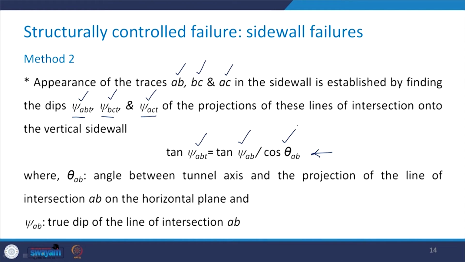The question is how to determine psi AB and how to determine theta AB, but before that we need to know what exactly these are. So, this psi AB is the true dip of the line of intersection AB, whereas theta AB is the angle between the tunnel axis and the projection of the line of intersection AB on the horizontal plane.